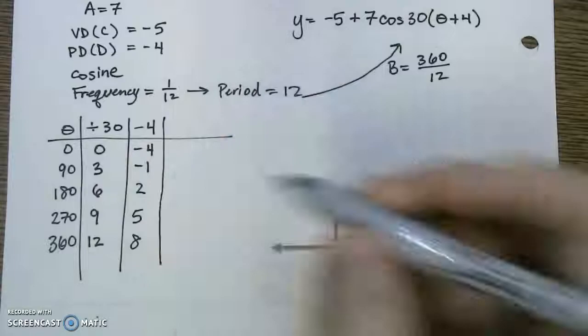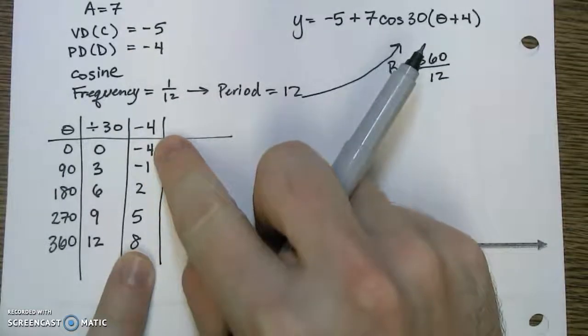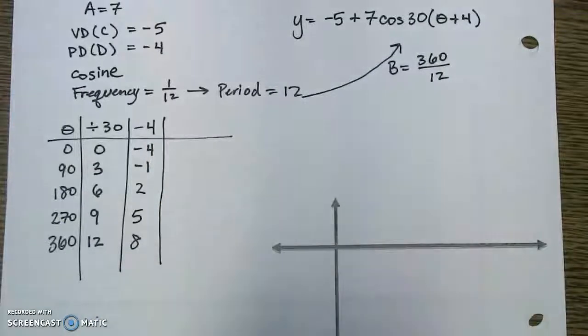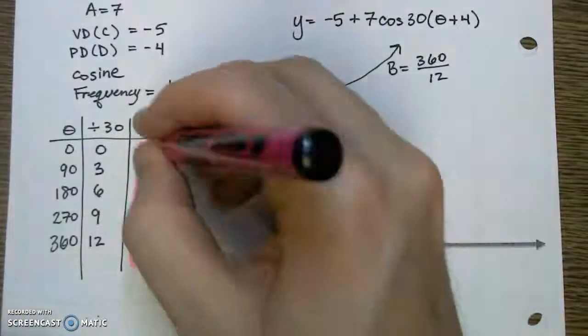Okay, we can still check our period. -4 to 8 is still 12 degrees apart. So that's a good way to check to make sure that you subtracted right. So these are the x values that we're going to have in our graph.